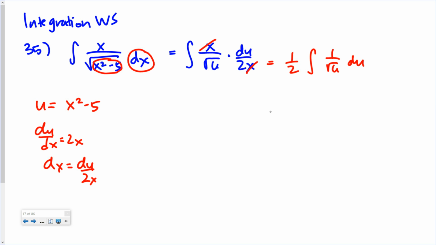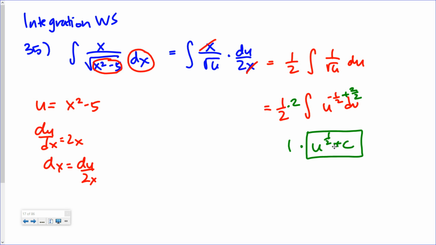Did all my x's cancel out? Yes. So I can work with this now. Every time you do u substitution, after you substitute in and cancel out, you should have a problem that you could do easily by just taking the reverse power rule, or it is on your formula sheet. One or the other. Is this on my formula sheet? No. Is this something I could do with reverse power rule? Yes. I add 1, divide by 1/2, which is the same as multiplying by 2, and then I just write what I have left. 1 times u to the 1/2 plus c, and there is my answer.